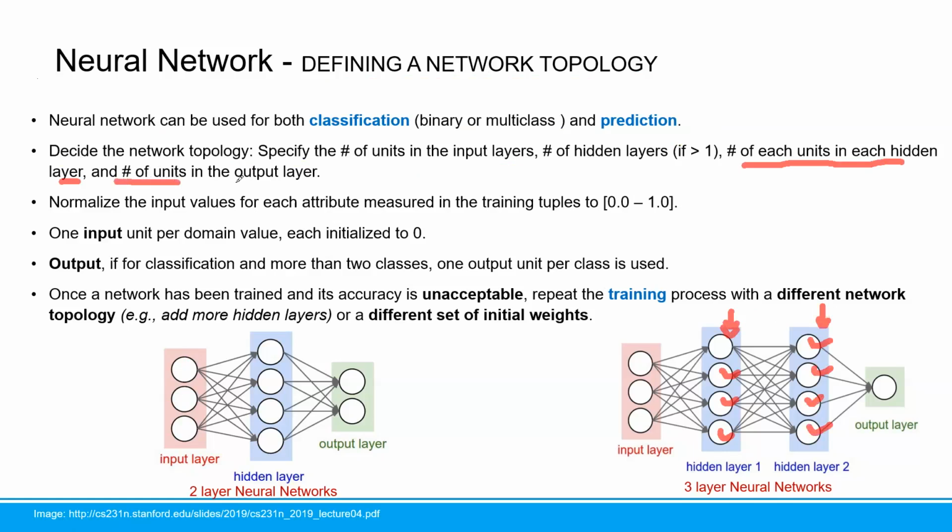And also the number of units in the output layer. If it is binary, usually we have 1. If we have multi-class, we can have many output units. It depends on how many targets we have.